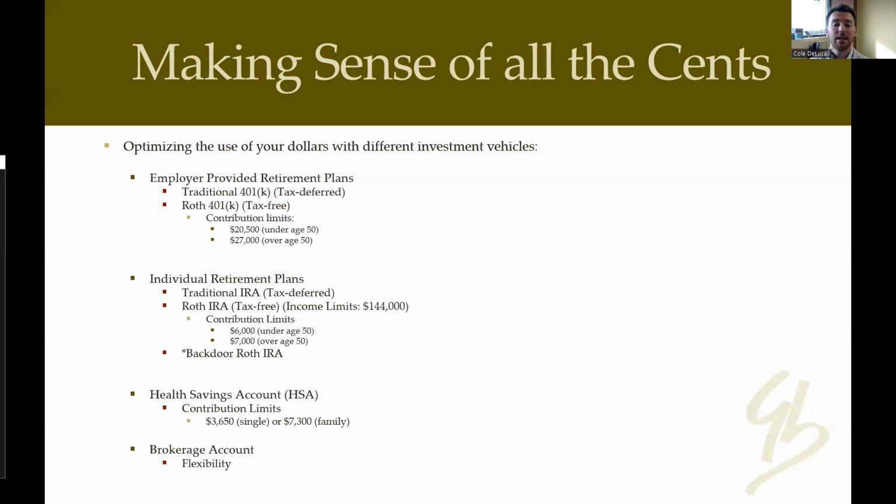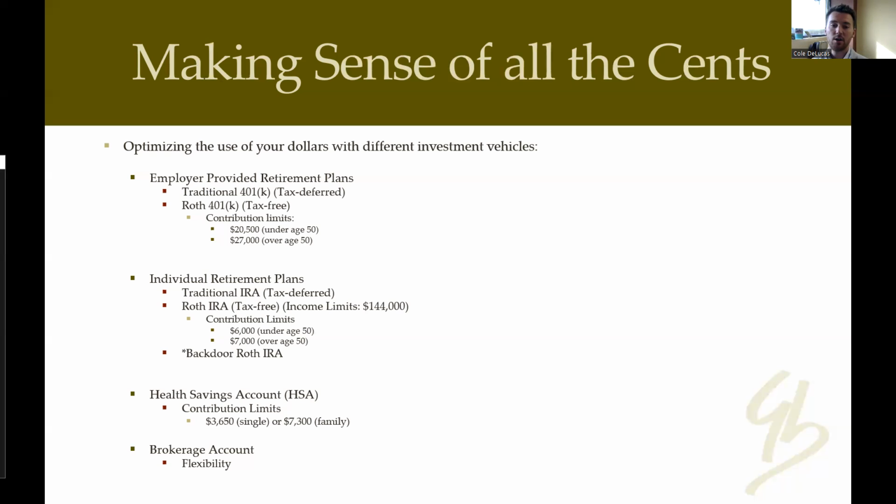So the almighty question, how do I decide which plan to contribute to? Deciding whether you should contribute to a Roth 401k versus a traditional 401k is relative to what you are earning now and what you may be earning in the future, just because of how the accounts are treated from a tax standpoint. And we make that recommendation on a case-by-case basis, depending on your income.